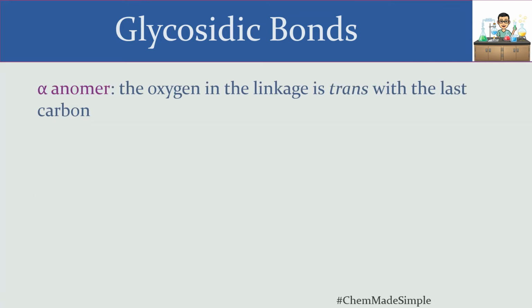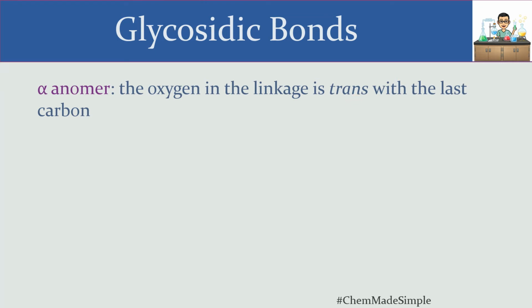All right, so now that we took a look at numbering our carbons, we're ready to go next level and make sure that we understand which anomer is involved in a linkage. So what's an alpha anomer and what's a beta anomer? Well, your alpha anomer is defined as when the oxygen that's in the linkage is on the opposite side of the ring, or trans, with the last carbon in your chain.